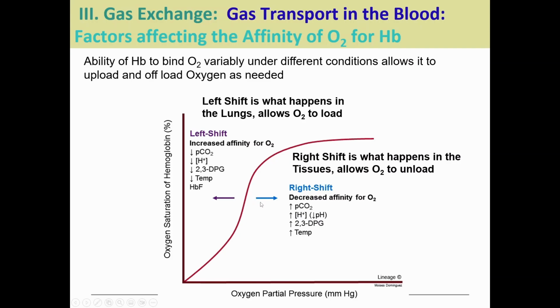Things that shift us to the right, which is a decreased affinity for oxygen, so this is going to let us offload oxygen easier, are a high partial pressure of carbon dioxide, a high hydrogen ion concentration, which means a low pH, higher levels of 2,3-DPG, and a higher temperature.